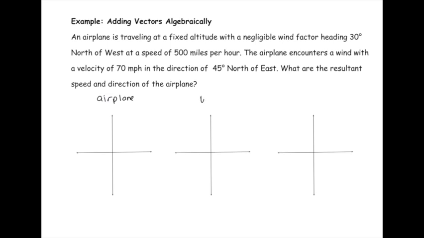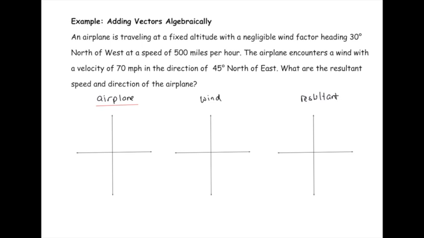We're going to sketch the wind, and then we're going to find that resultant. All right? So sketching the airplane then, they have told me it is a heading of 30 degrees. That is a bearing that they have given me. A heading is a bearing.